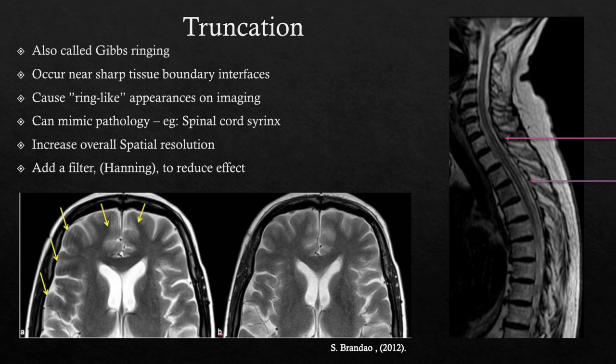This type of artifact is generally one that appears more of a problem in the higher field scanners. So in your 3T, and if you're lucky enough to have 7T, this tends to be more of an issue in those areas.